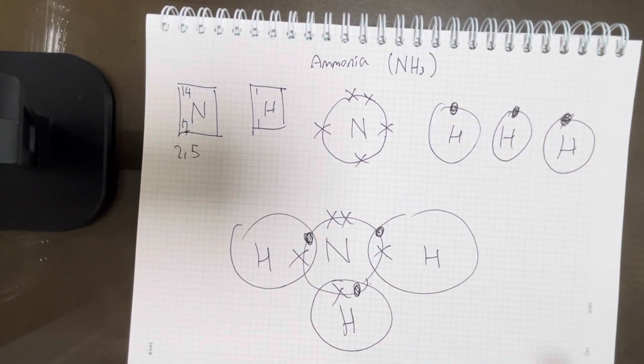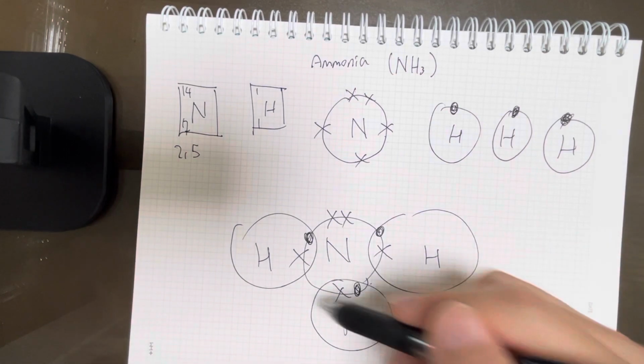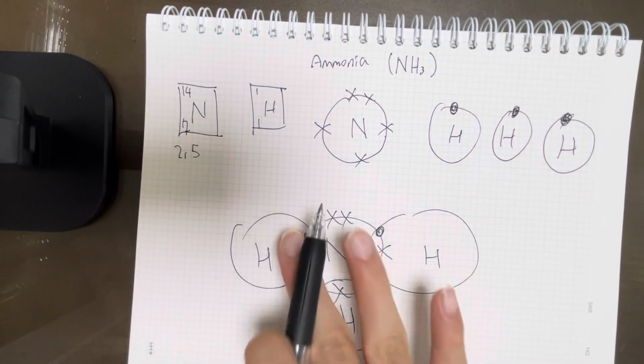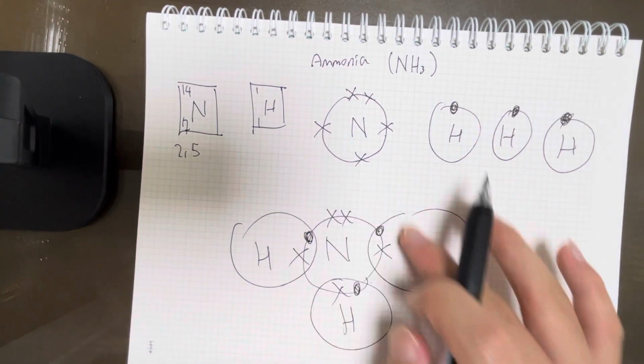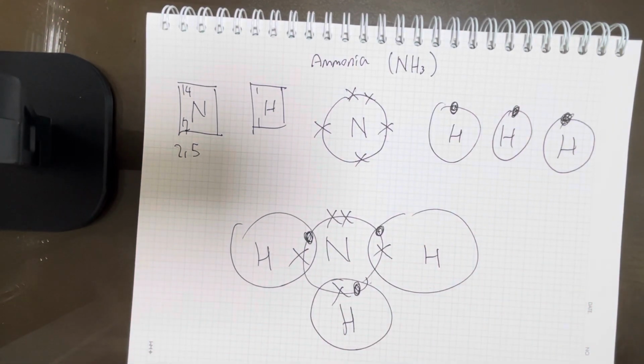So each hydrogen atom is going to have 2 electrons, letting it have a full outer shell, and each nitrogen atom is going to have 8 electrons, as seen by these 3 hydrogen atoms coming in and donating 1 electron each. So this nitrogen atom is also going to have a full outer shell because it's going to have 8 electrons out of its possible 8. This is a covalent bond.